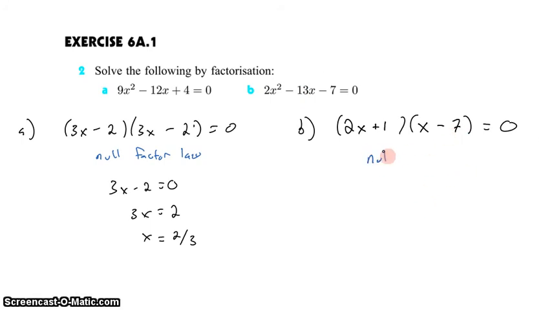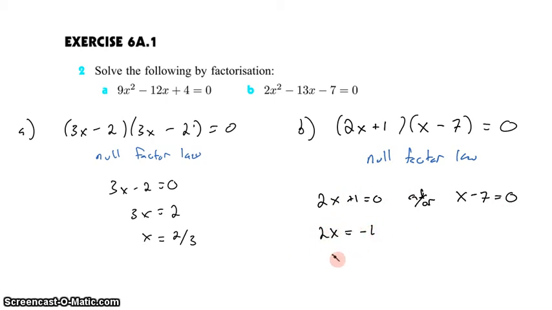Next up, I'll use the same null factor law, which allows me to split this up and say that either 2x plus 1 equals 0, or x take 7 equals 0, or both. So and/or, at least one of these has to be true. So this means that 2x equals negative 1, or x equals negative 1/2, and x is equal to 7. Both of these are solutions to this equation.